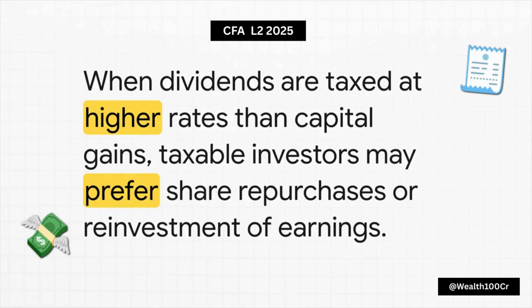First and foremost, taxes. You knew this was coming. In a lot of countries, the taxman takes a bigger bite out of dividend income than he does from long-term capital gains. So this creates a really clear preference for investors who pay taxes. They'd much rather the company keep the earnings to grow the business or do share buybacks, since both of those paths lead to capital gains, which are taxed at a friendlier rate.